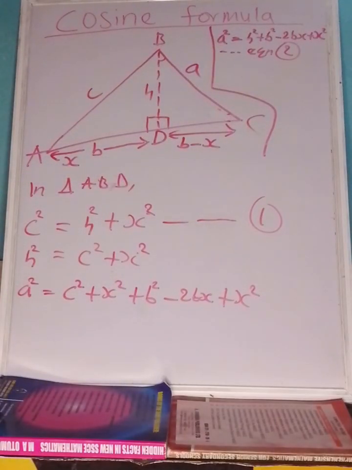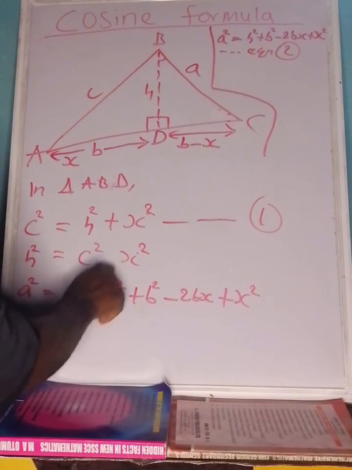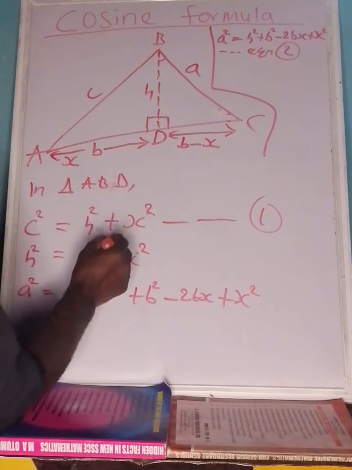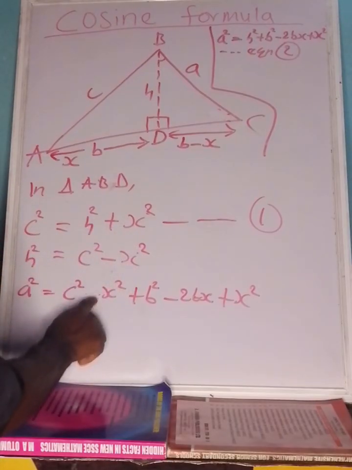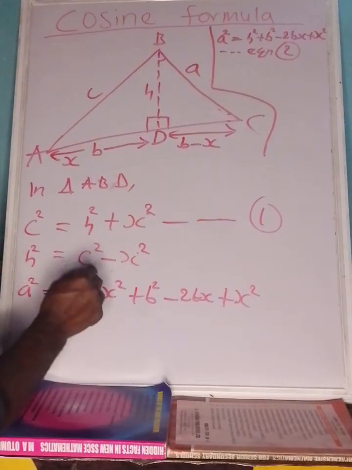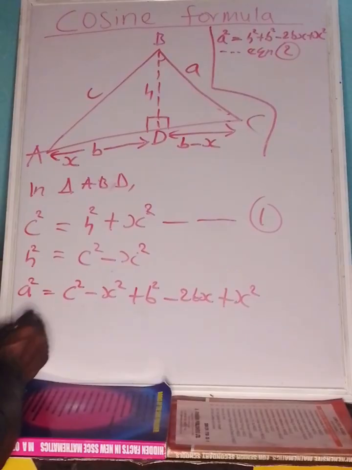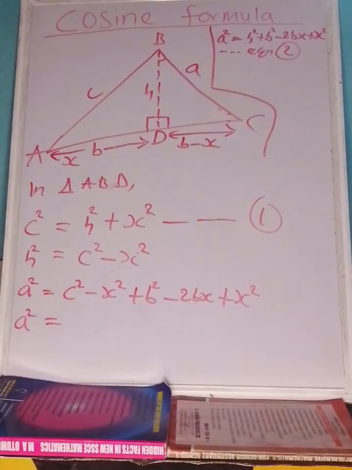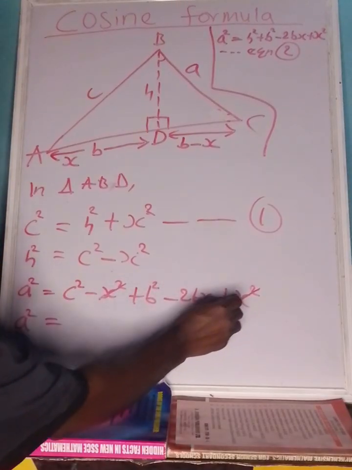Then we plug in the remaining. Sorry, we made a mistake here. This is supposed to be minus, because x squared crossed the sign of equality to meet c squared. So this is supposed to be minus. So our a squared will be equal to what? Remember, we have minus x squared plus x squared. These ones will go.